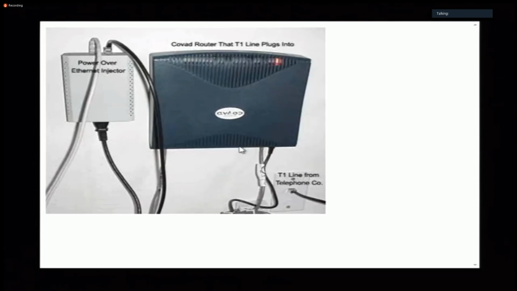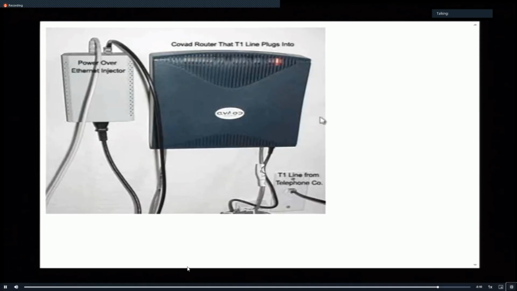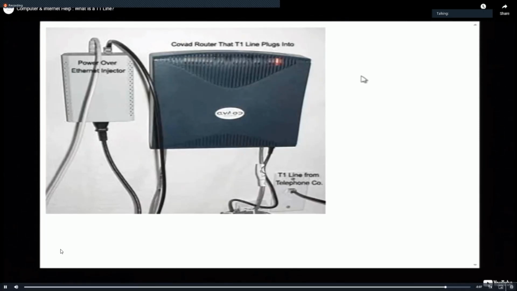So it's important to note on a T1 that it's basically a combination of telephone lines from the telephone company that can be used as either data transmission for internet connections or for telephone transmissions for voice, just like we're used to using.